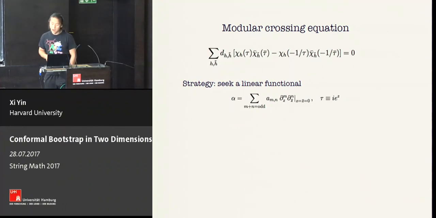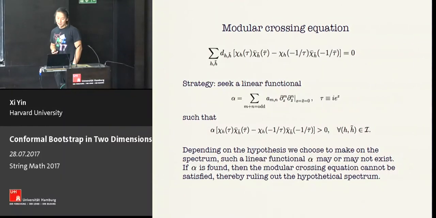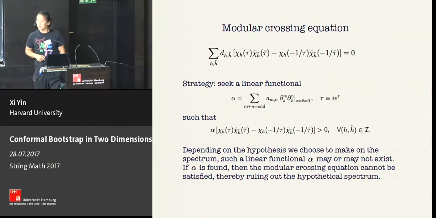So the strategy is that we're going to turn this kind of functional equation into a set of linear equations by applying a linear functional, a very simple one, to this, which is nothing but taking some derivative in tau and tau bar at the crossing invariant point, tau equals i. For some spectrum I, in which the weights of the operators sit, we would like to seek a linear functional alpha such that under whatever assumption you put on I, alpha acting on this function takes a value that is positive. You may or may not be able to find such a linear functional alpha, but of course, if you do find alpha, you immediately rule out the possibility of such a spectrum, because if you apply alpha to this equation, you get a contradiction: the left-hand side is positive, the right-hand side is 0.